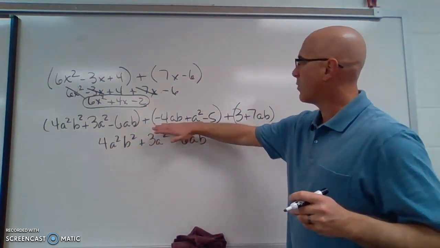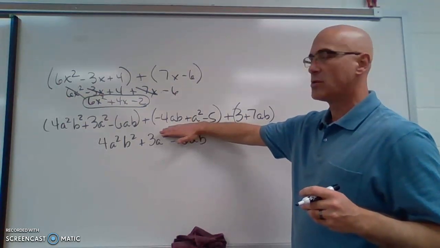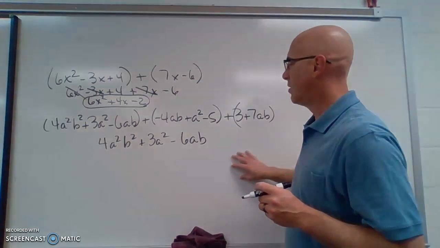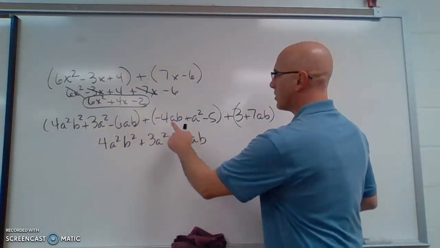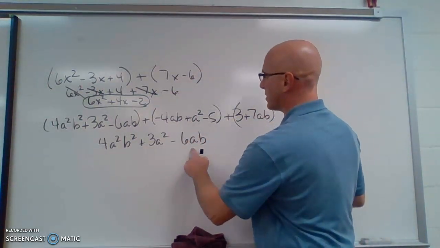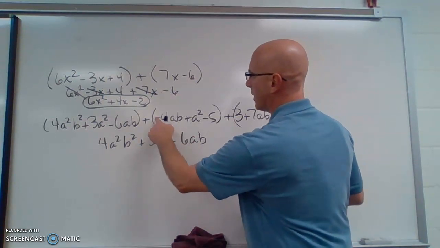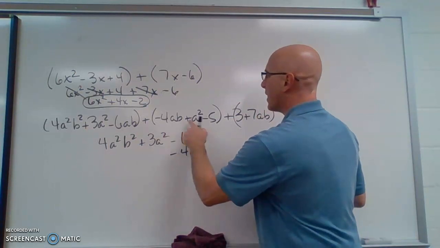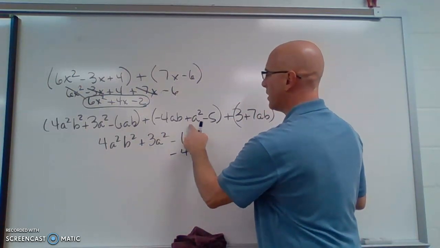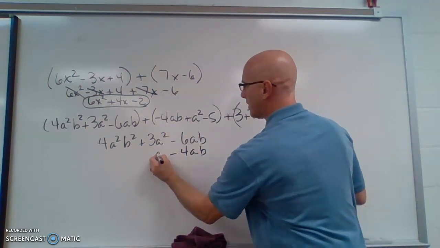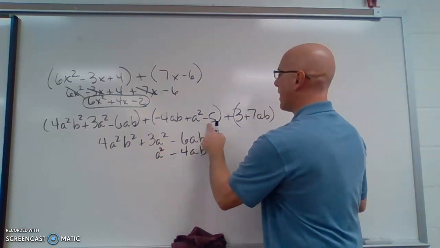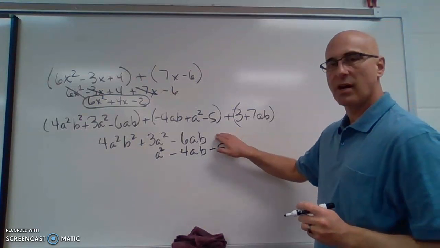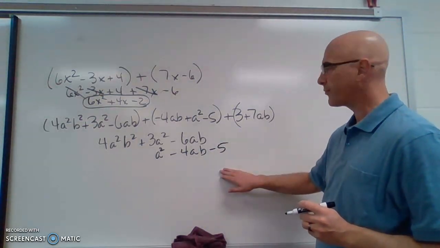Now, since we're adding, we're going to add this whole thing. We are going to write each of these like terms underneath what we already have. Here we have an ab term, and here's an ab term, so I'm going to take this whole thing, negative 4ab. Then I have an a squared here, and I have an a squared here, so I'm going to write that over here. And then I have a minus 5. I don't have anything with just a constant, so I'm going to write that out here.